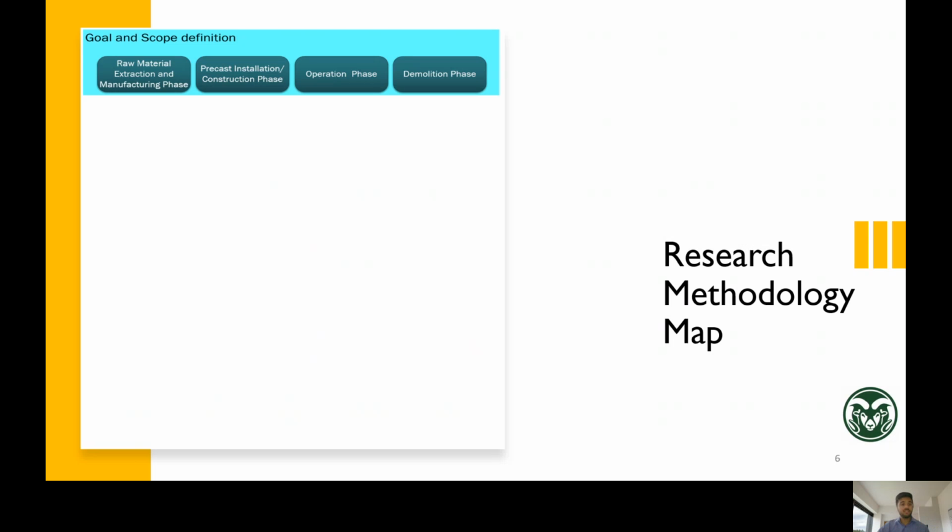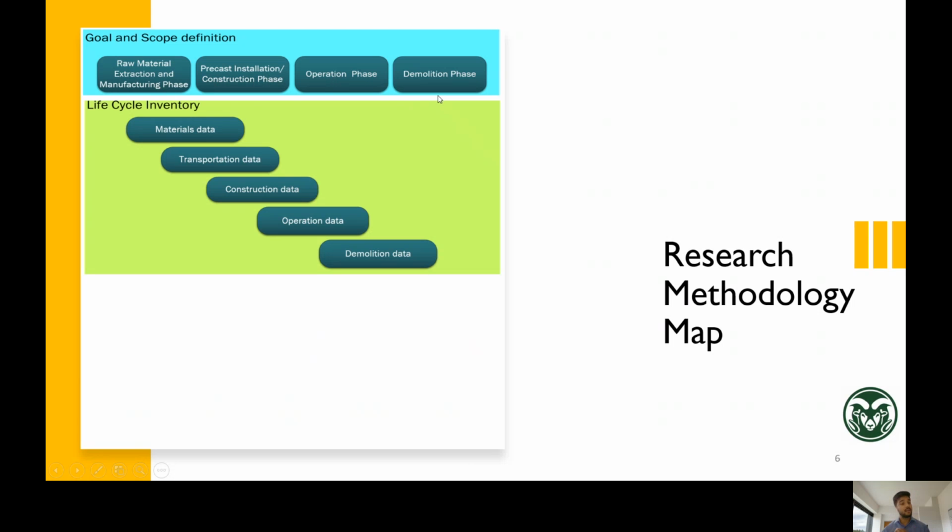Now, on to the research methodology map. This framework was designed keeping in mind four phases, starting with the first phase of goal and scope definition. We defined our goal and scope restricting to these four phases: raw material extraction, precast installation, operation, and the demolition phase. It was followed by life cycle inventory, where the framework was developed keeping in mind where the data sources will be collected. The data sources will be materials, transportation, construction data, operation, and the demolition.